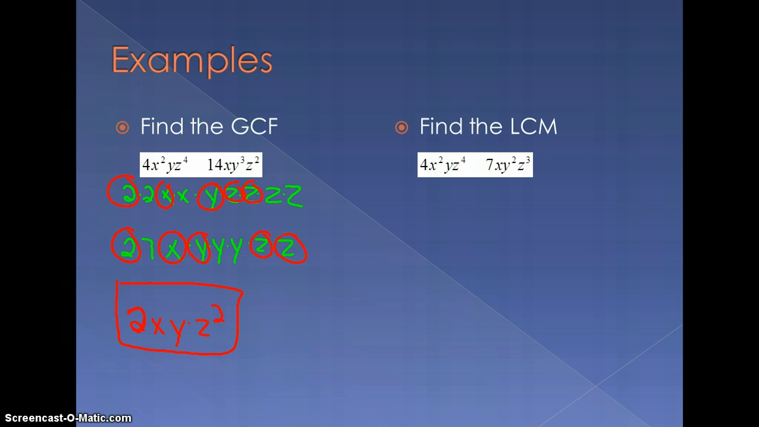If you notice with the variables, we take the lesser of the exponents. When I compare x squared and x, we take x. When I compare y and y cubed, we take y. When we compare z to the fourth and z squared, we take z squared. That's for the greatest common factor. We're going to take the lesser of those things.